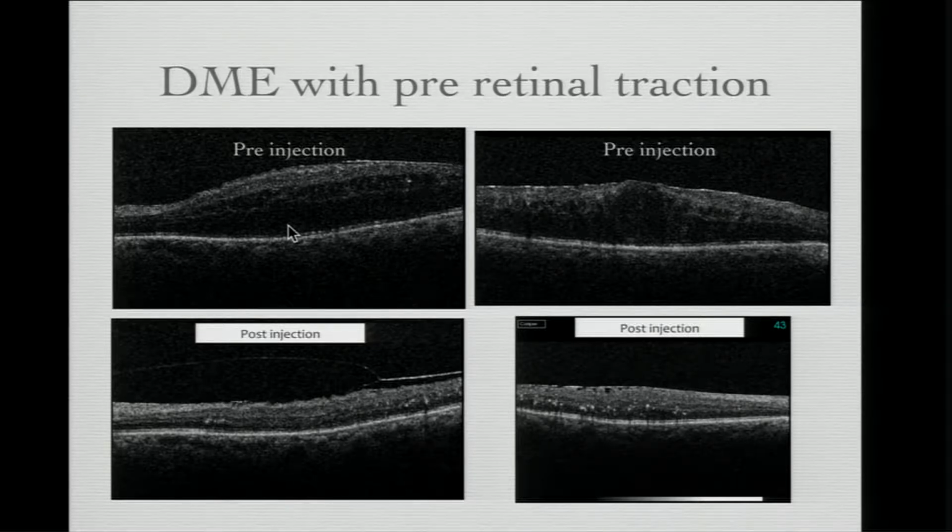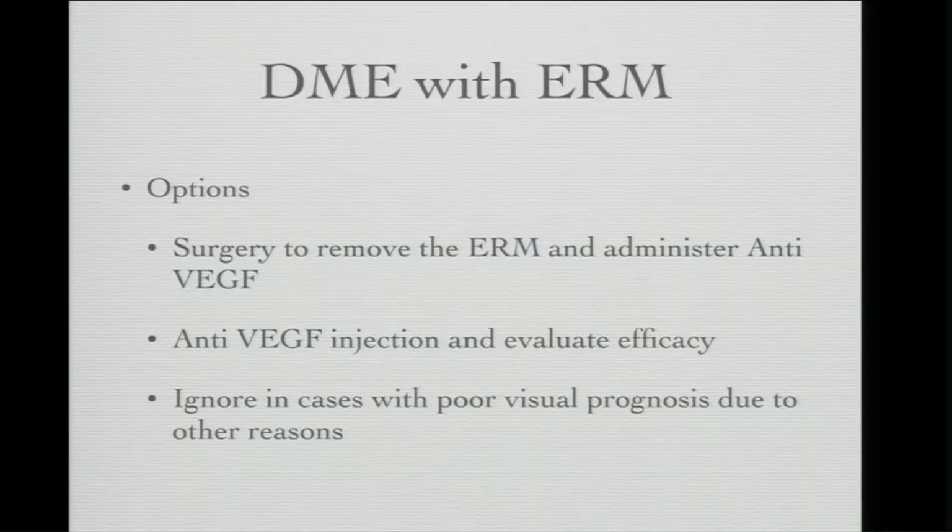There are a few cases where you say it will never respond, you will definitely go in for surgery. So in a DME with ERM, the options are surgery to remove the epiretinal membrane and also administer anti-VEGF at the same time. Or you give anti-VEGF and see the efficacy. If efficacy is good, sometimes even a partial vitreous detachment can become a total PVD across the macula, and there may be no more residual traction.